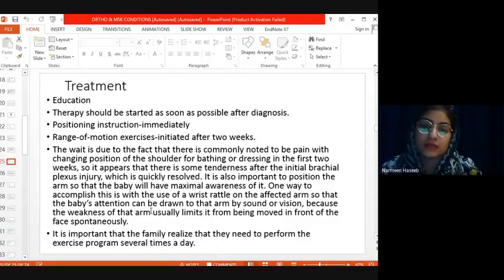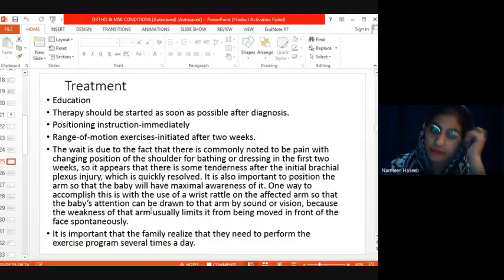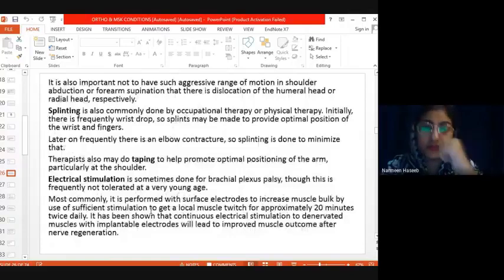ROM, right after the 2 weeks, and then the splinting, taping, and electrical stimulation. Splinting is also commonly done by the occupational therapy or the physical therapy. Initially, there is frequently wrist drop, so splints may be made to provide optimal position of the wrist and the fingers. Later on, frequently there is an elbow contracture, so splinting is done to minimize that.